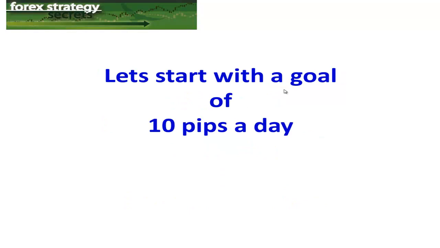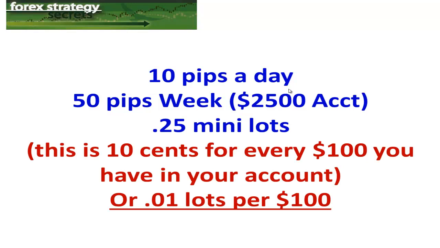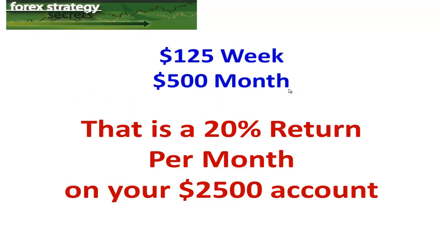So let's start out with a goal of 10 pips a day. Now, many people say, okay, when I reach 10 pips a day, then I'll raise it. But for example, 10 pips a day is 50 pips a week on a $2,500 account at the 0.25 lots that we used in the example. That's 10 cents for every $100 you have in your account, or 0.01 lots per 100. That equates to $125 per week, or $500 a month, or a 20% return on your $2,500 account.